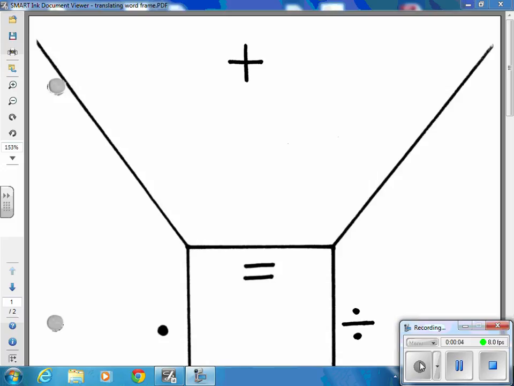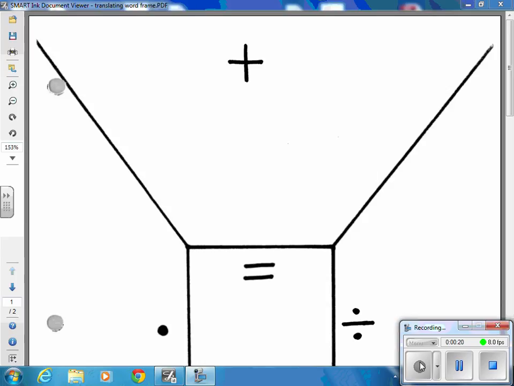Right, these notes are going to talk to you about some words that you can use to translate into mathematical symbols. Just like in a foreign language, when you translate from one language to another, math is its own language, and we can translate from words into numbers and symbols and the reverse.